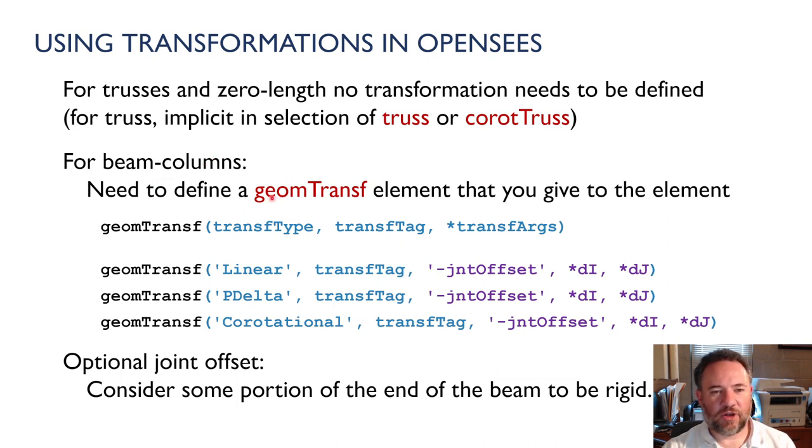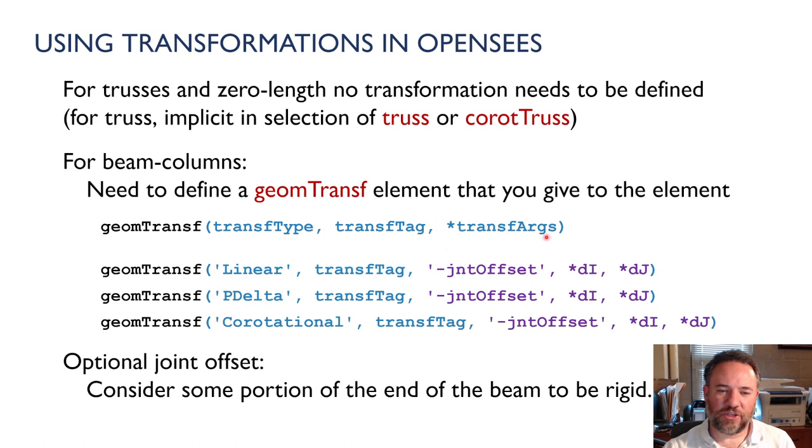So for beam columns, before we define the beam column element, we need to define a geometric transformation. And this is very easy. Okay, geometric transformation, I just say what type it is. So linear, P delta, or co-rotational, in quotes. I give it a unique tag, integer. This is so that I can refer to it later. So when I build my beam, I say use transformation number one or transformation number two.